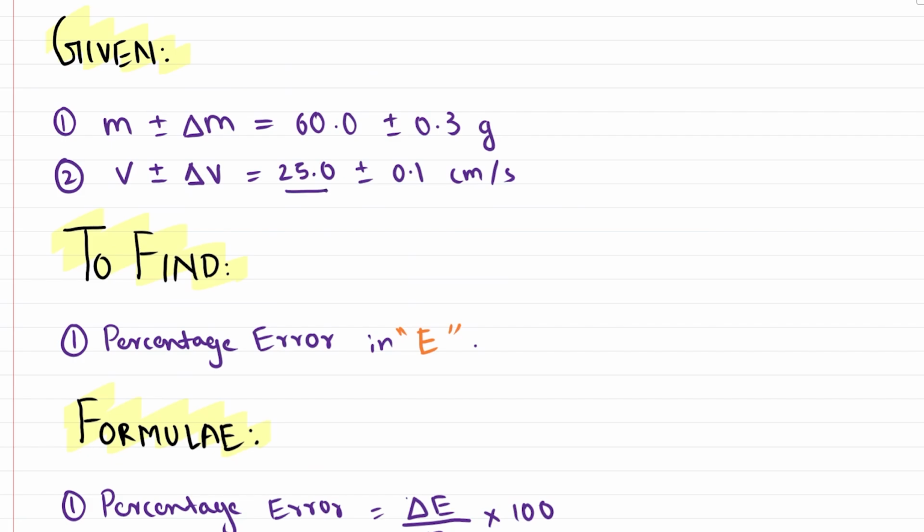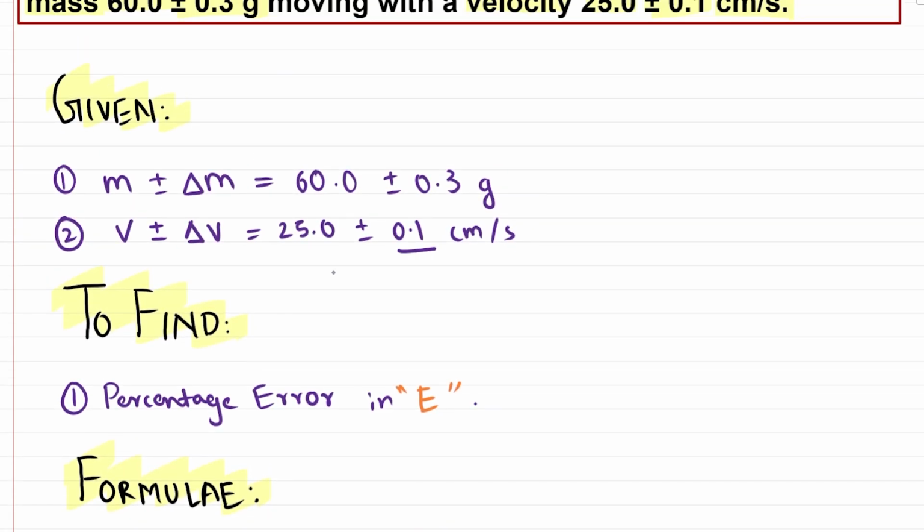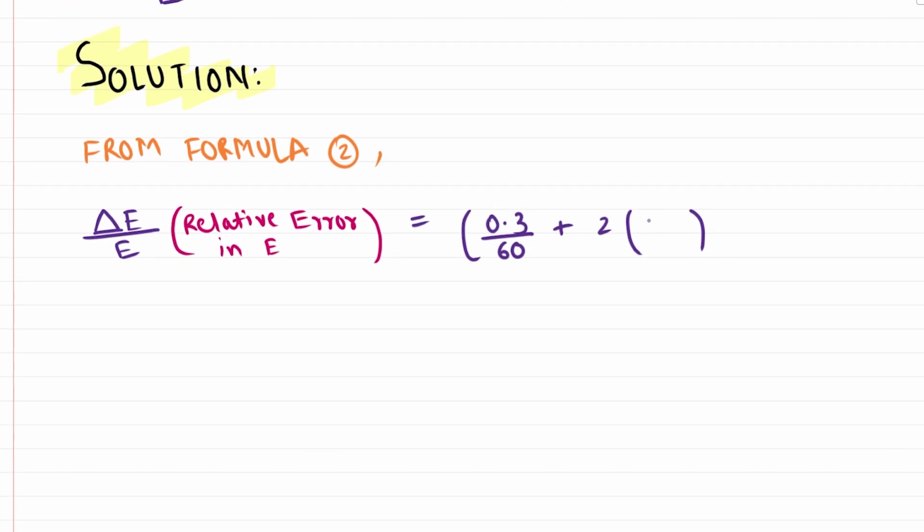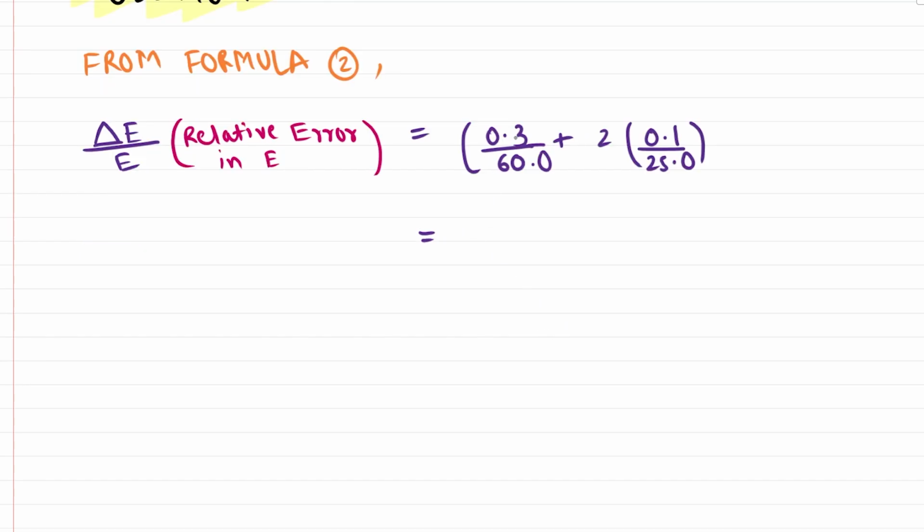So I'll substitute the value of delta v as 0.1 and the value of v as 25.0. Also the value of m is 60.0, because since we are in units and measurements, significant numbers do matter, so that's why we have to make sure we write the entire decimal value. Okay, so what we will do is multiply the numerator and denominator by 10. So our values will be 3/600 plus 2 into 1/250, dividing by 3 at numerator and at denominator. So we get the fraction simplifies as 1/200, and then here 2 ones are and 2 125s are.